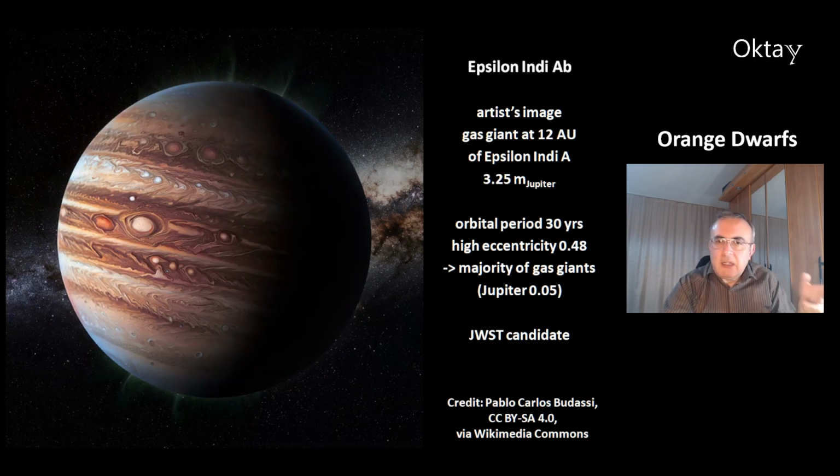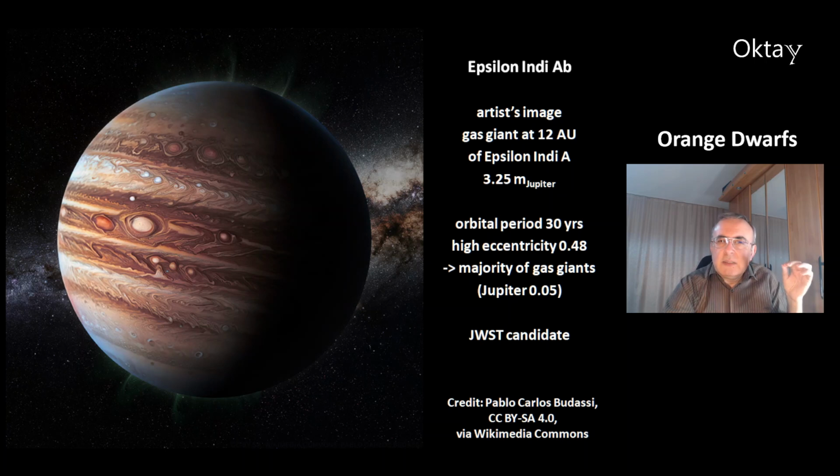This is our artist's image of how the exoplanet Epsilon Indi Ab could look like. It's a gas giant at 12 AU distance. It orbits the main star Epsilon Indi A, has 3.25 Jupiter masses, a very massive planet. Orbital period is 30 years.